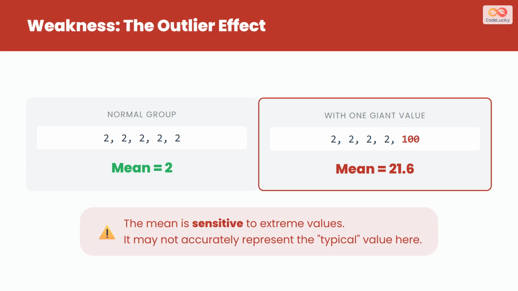However, you must be careful. The mean has a weakness called sensitivity to outliers. Look at these two groups. The first group has all 2s, so the mean is 2. But in the second group, just one giant number, 100, drags the mean all the way up to 21.6. In cases like this, the mean might not be the best description of the typical value.